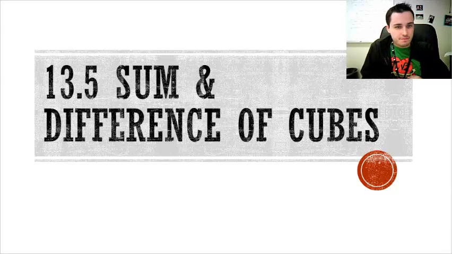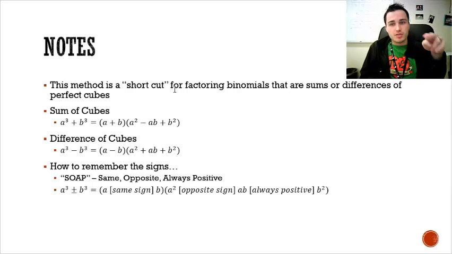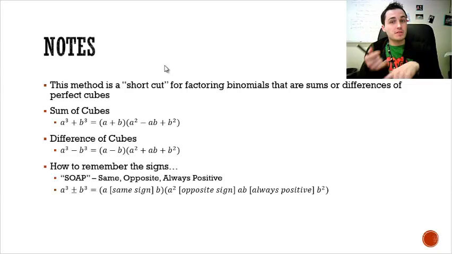Okay. Sum and difference of cubes. This method is a shortcut for factoring binomials that are sums or differences of perfect cubes. We've had a very similar thing for difference of squares.